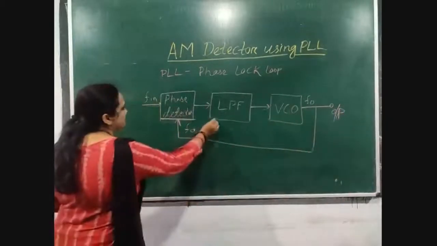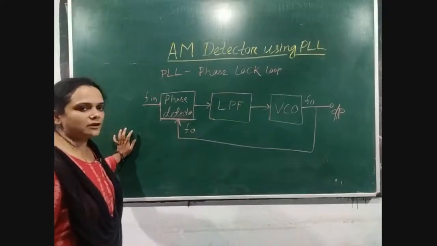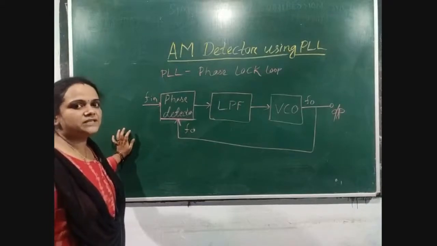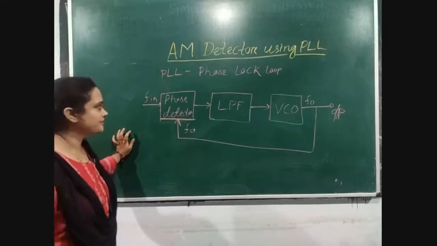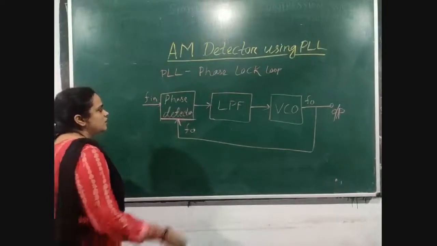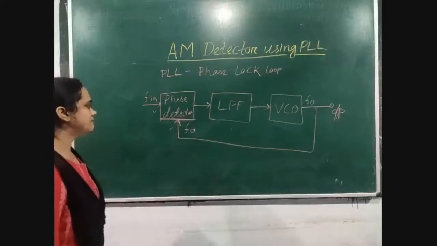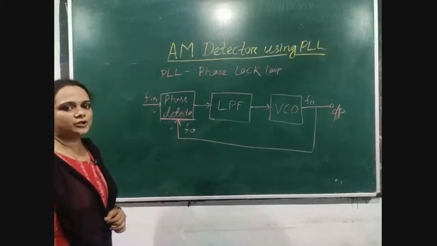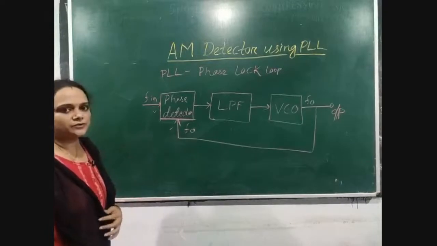So the block diagram of PLL consists of three blocks: phase detector, LPF, VCO. LPF means low pass filter, VCO means voltage controlled oscillator. So first look at the first block, that is phase detector. To the phase detector we give two inputs. First one is the Fin, the other one is the F0. Fin is the amplitude modulated signal and F0 is the VCO output.